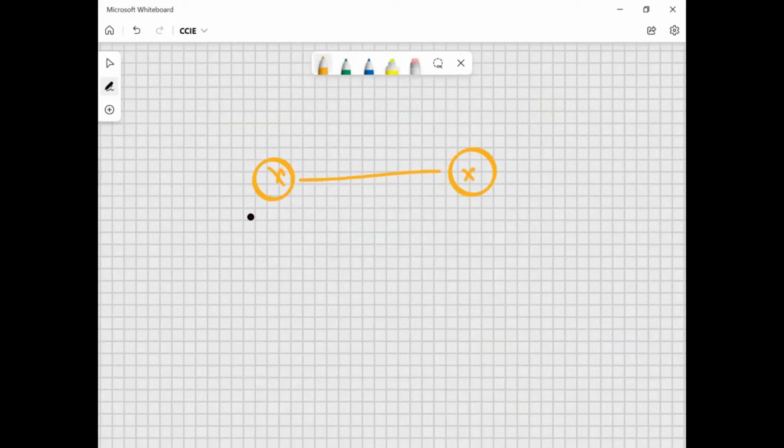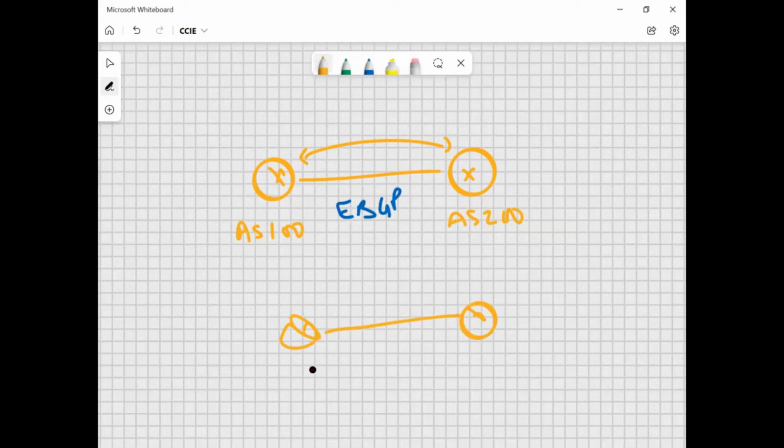When you are configuring BGP, and this is your AS number 100 and this is your AS number 200, and you configure BGP between these two, such kind of BGP is known as eBGP. But if you have the same topology, and this is also AS100 and this is also AS100, such kind of BGP configuration is known as iBGP. So eBGP means external, when there are different AS numbers, 200 and 100. iBGP means internal, when your AS numbers are the same, 100 and 100.